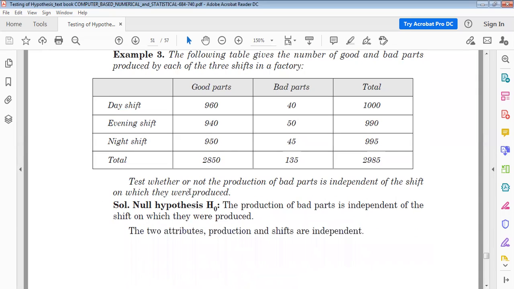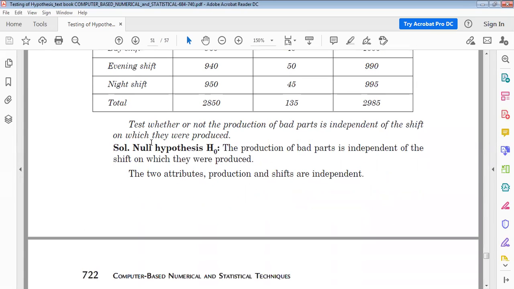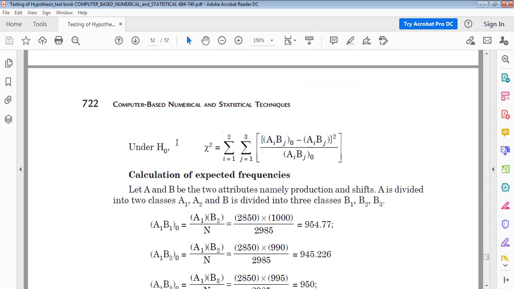We have to test whether or not the production of bad parts is independent of the shift on which they are produced. That means you have to verify the production of bad parts is independent of the shift. Now we take the null hypothesis: the production of bad parts is independent of the shift on which they are produced. So under the null hypothesis, chi-square, where i equals 1 to 2 columns and j equals 1 to 3 rows. We have to apply this chi-square formula.